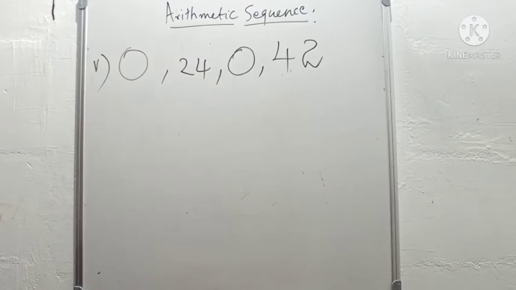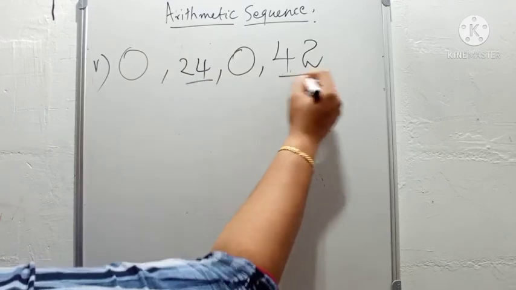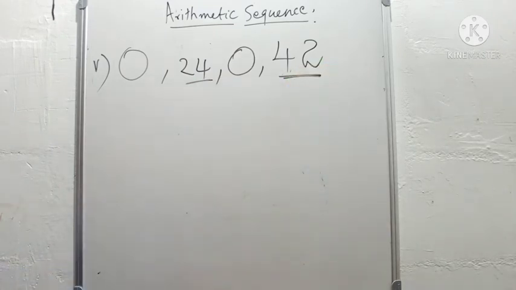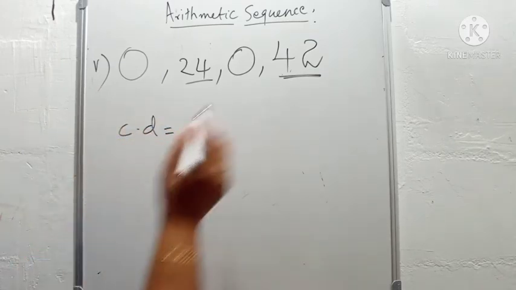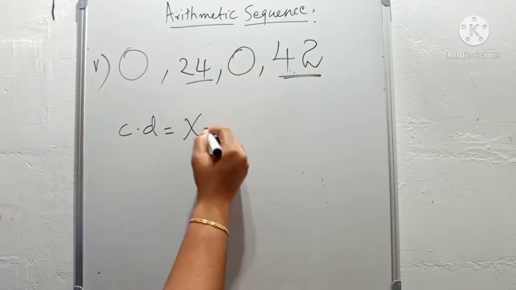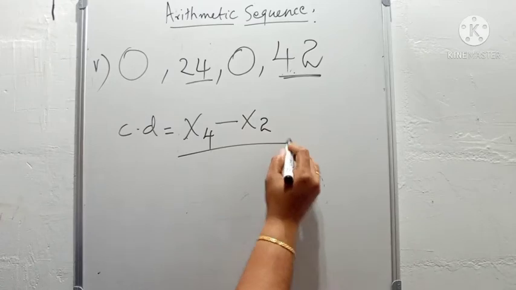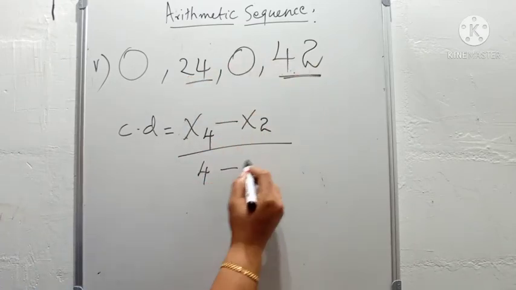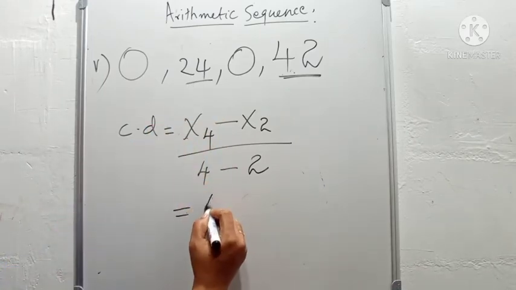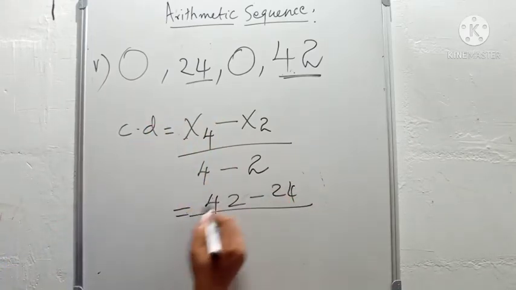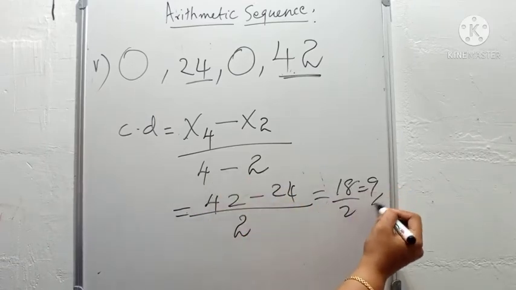Now the fifth question. Second term and fourth term are given. Then what is the common difference? This is the fourth term, this is the second term. So that is term difference x4 minus x2 by their positions difference. Position 4 minus 2. That is equal to 42 minus 24 divided by 2. That is also equal to 18 by 2 is equal to 9.